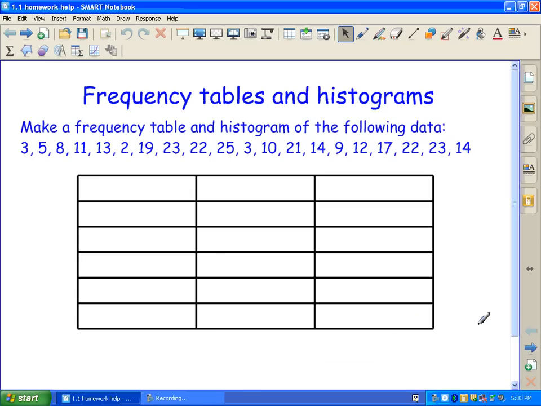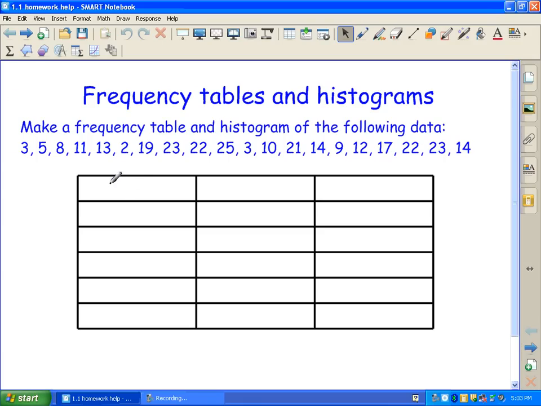Okay, our lesson for today is on frequency tables and histograms. And all a frequency table is, it's a table we set up to help us collect data, and it'll break our data into intervals for us.